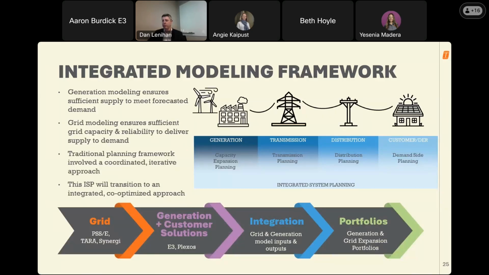So I'm going to now transition from the regulatory framework and strategic directives to begin to get into our study framework. As I mentioned earlier, we're transitioning from our previous integrated resource planning framework to this new integrated system planning framework. Traditionally, our generation or resource planning focused on ensuring sufficient supply to meet demand. And then separately, our grid planning focused on ensuring sufficient grid capacity and reliability to deliver that supply to the demand. And these different electric system planning areas coordinated with each other using an iterative approach.